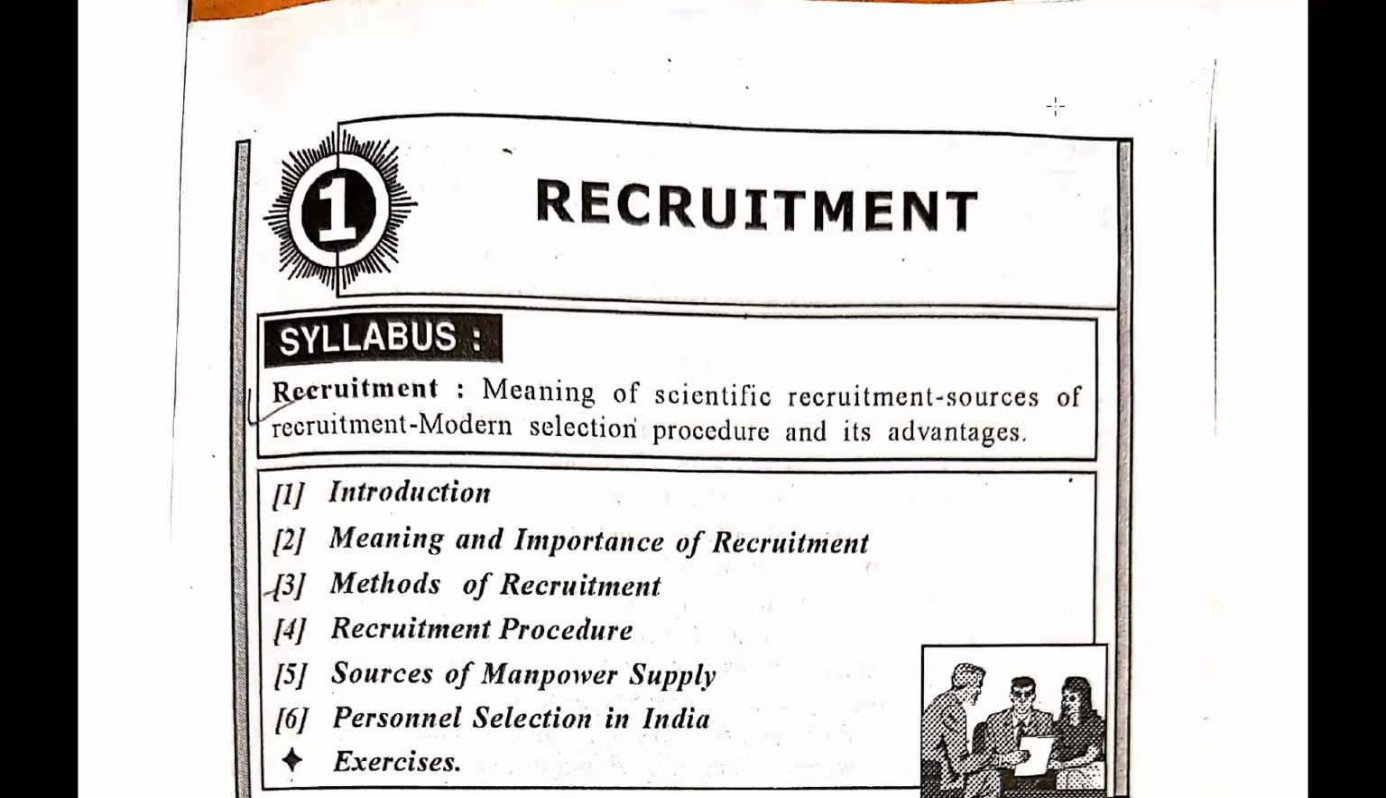Okay, guys, so this is the second lecture of the chapter recruitment. We have already seen some of the points and we were at recruitment procedure. We have already discussed the recruitment procedure. Now we need to discuss the sources of manpower supply, personnel selection in India and selection.